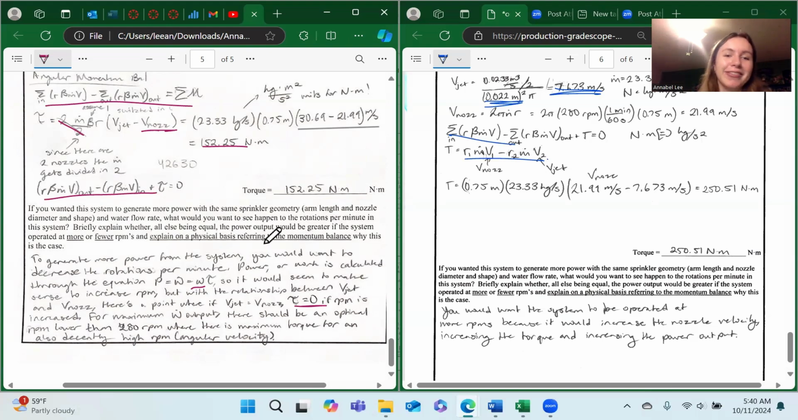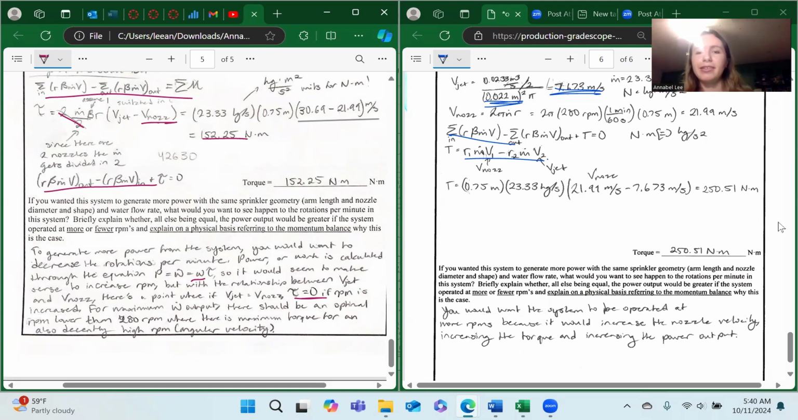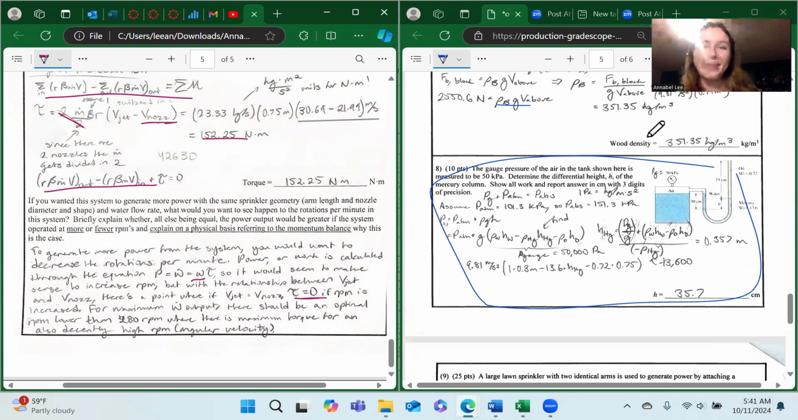You don't want that. So, I didn't actually calculate the exact number that the ideal RPM would be, but there's an optimal point that is less than the 280, where there's maximum torque, but still a big enough omega to get a good power. But if you decrease it too much, the power will start to go down too much. It's kind of like a parabolic equation, and there's going to be an apex there. Yeah, hopefully that's everything, I think. So, yeah, thank you for watching this.